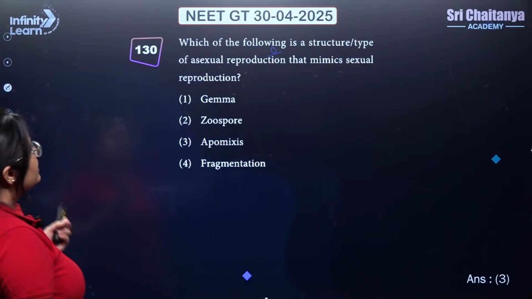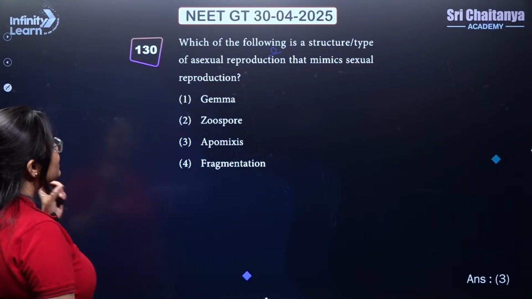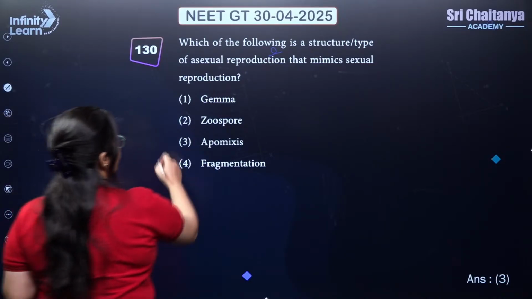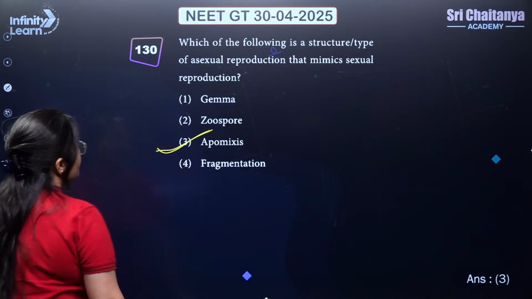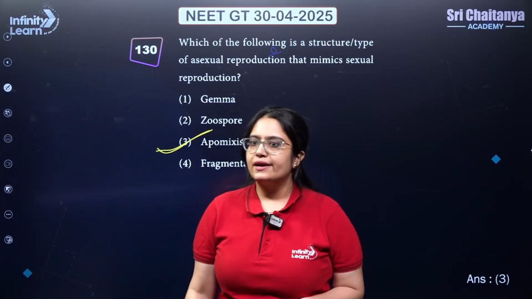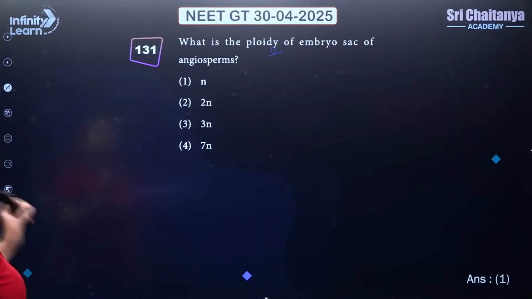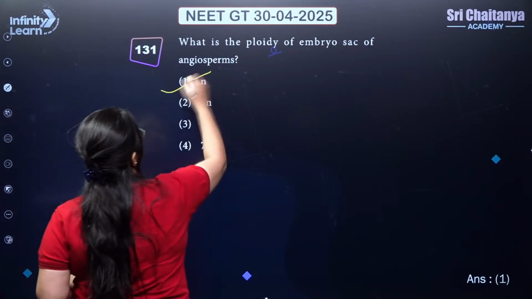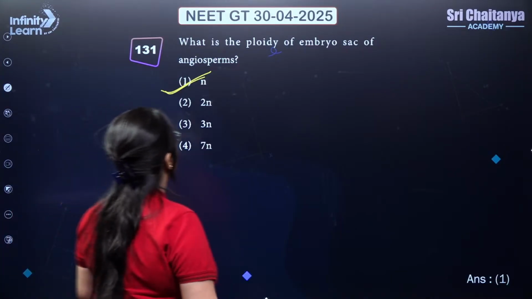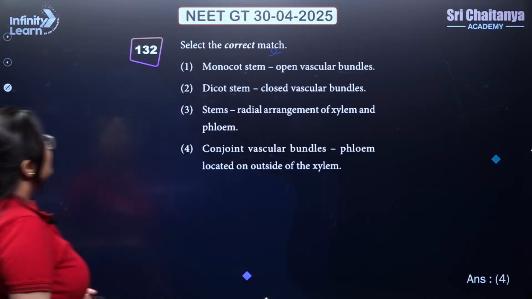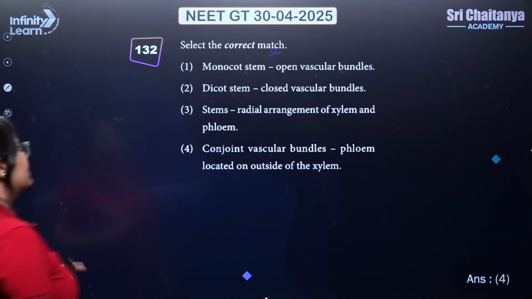Which of the following is a type of asexual reproduction that mimics sexual reproduction? It has to be apomixis. Answer is 3, apomixis. Clear, guys, everyone? Excellent. Next. What is the ploidy of the embryo sac of angiosperms? It is, my dear students, haploid. Answer is n, or you can say haploid. Clear? Very good. Next.